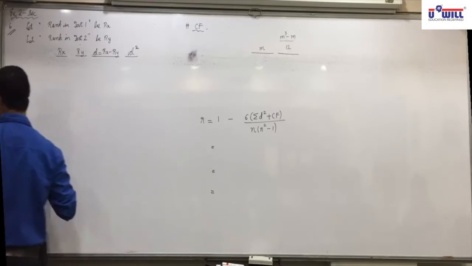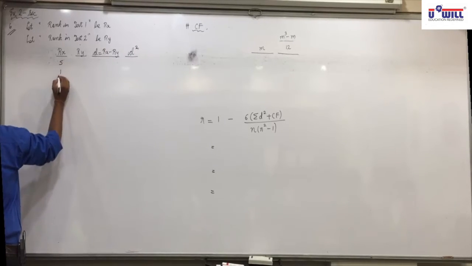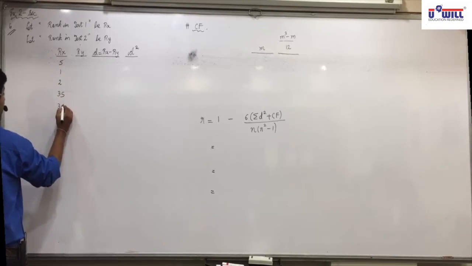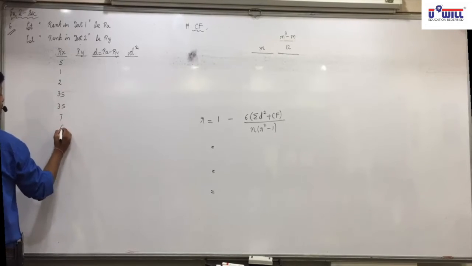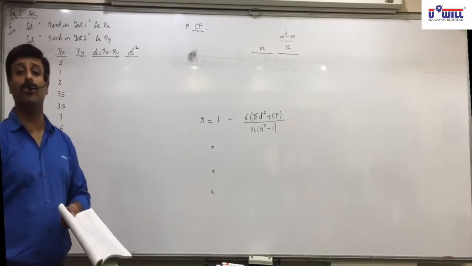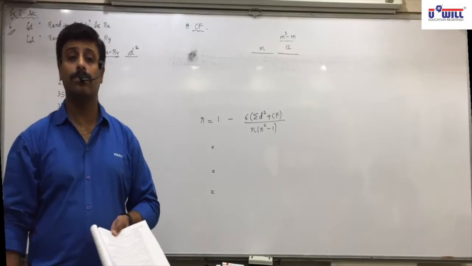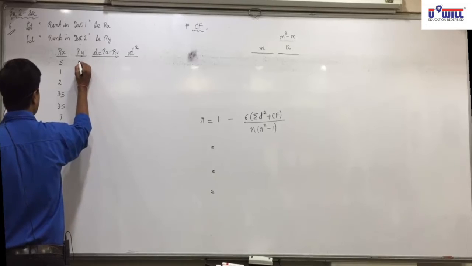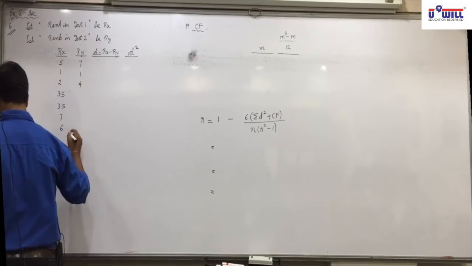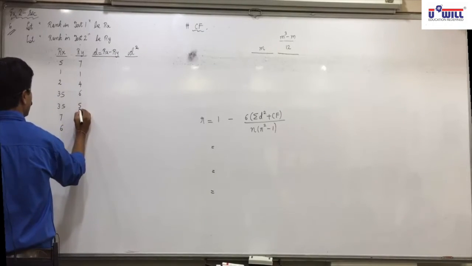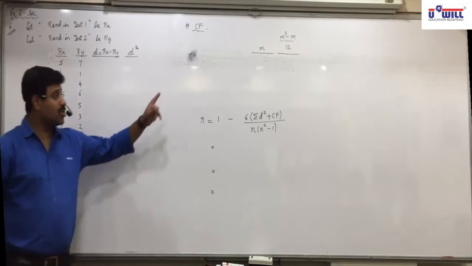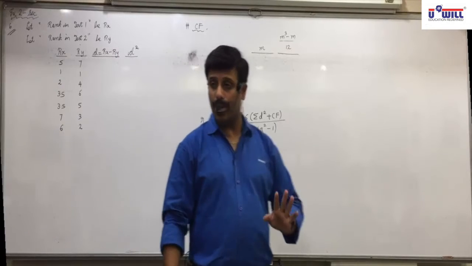So directly write the values of Rx and Ry. 5, 1, 2, 3.5, 3.5. Then 7, 1, 4, 6, 5, 3 and 2. I am just showing M's calculation, rest you do on your own.